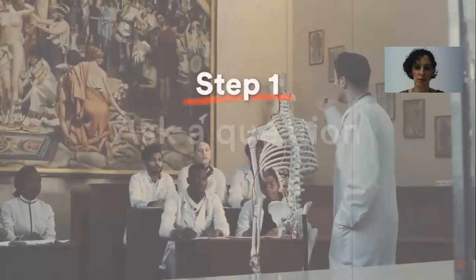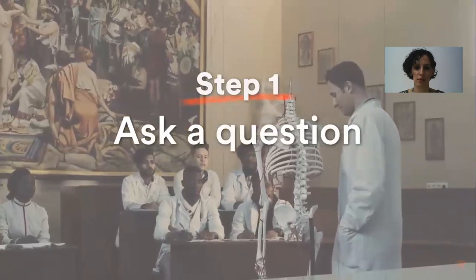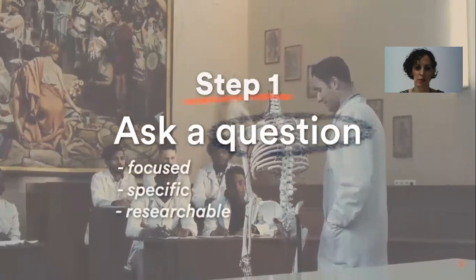Step 1. Ask a question. Writing a hypothesis begins with a research question that you want to answer. The question should be focused, specific, and researchable. Here I have a question. What are the health benefits of eating an apple a day?